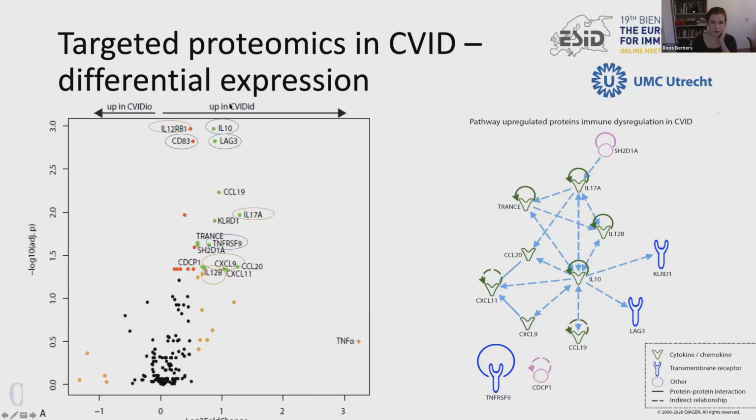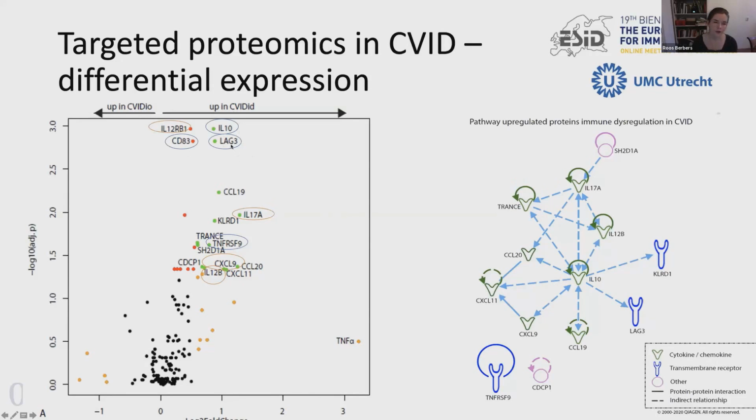What we see is several markers related to immune regulation, such as IL-10 and LAG3, which is an immune checkpoint. We also see TNFRSF9, which is more commonly known as 4-1BB, and CD83, which is an antigen-presenting cell maturation marker. So this shows that there's a role for immune checkpoint or chronic inflammation markers in immune dysregulation in CVID.